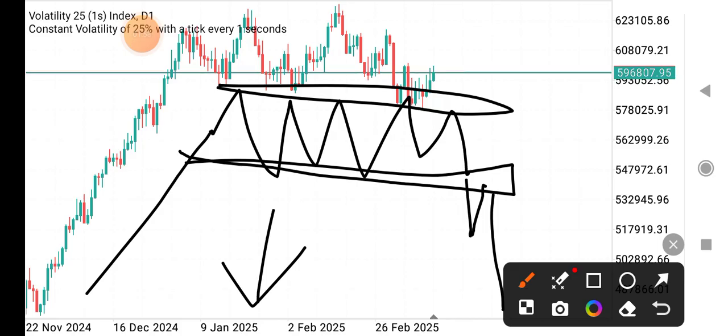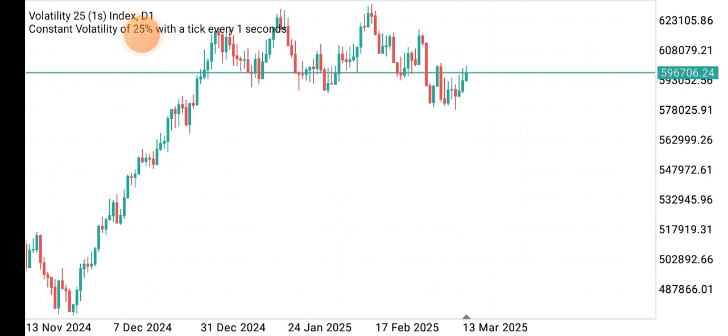So all you have to do is just wait for the market to break out of the consolidation, or if you know how to trade consolidations or a consolidating market, then you can also trade before the market breaks out. All right, so let's look into the chart and see what I'm telling you.